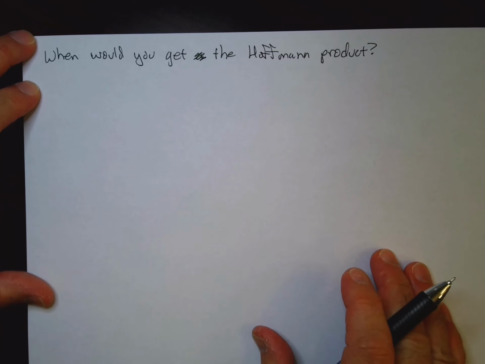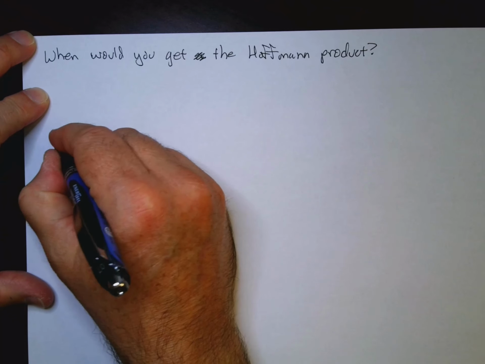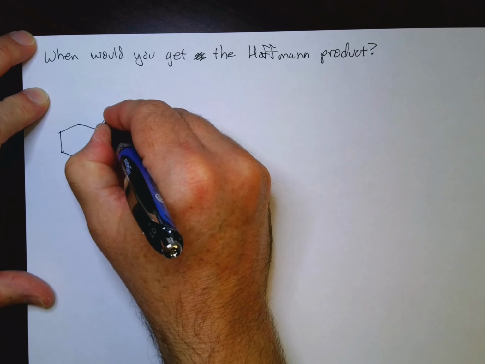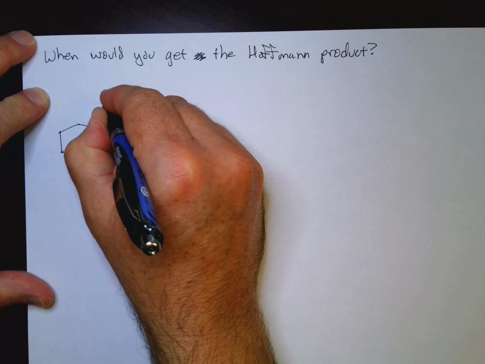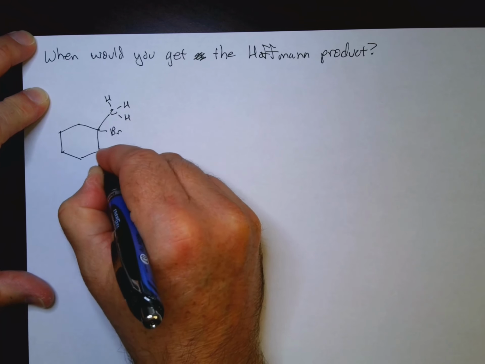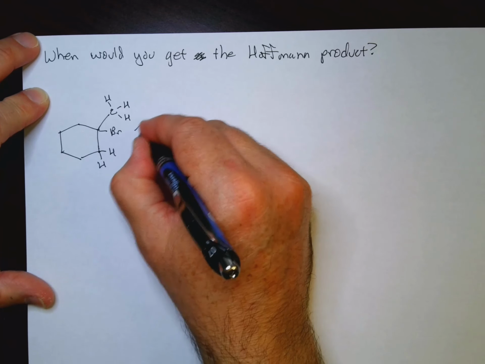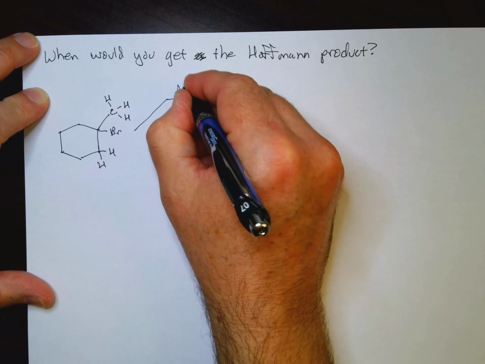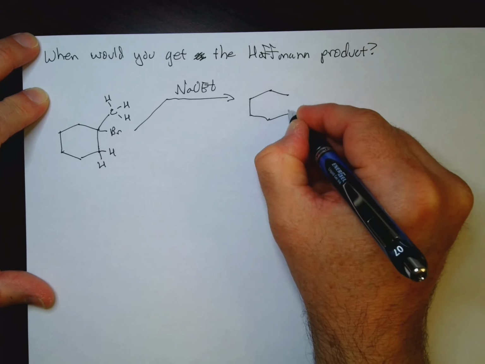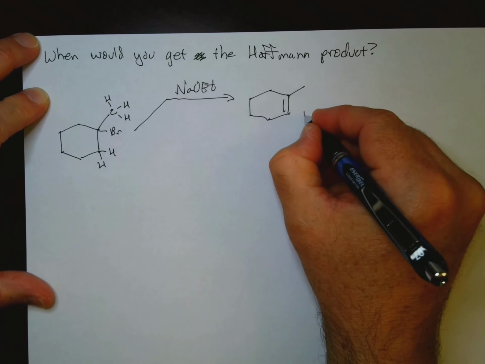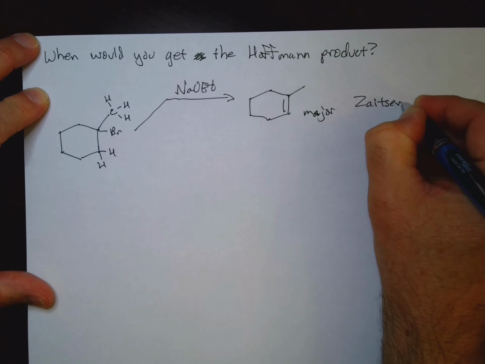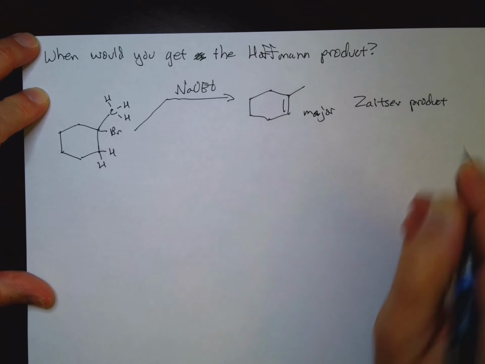Okay, so let's go ahead and take a look at this. I'll do carbon, hydrogen, hydrogen, hydrogen, Br, hydrogen, hydrogen. So if I treat this guy with NaOEt, I will get this as my major product. So that's my Zaitsev product.